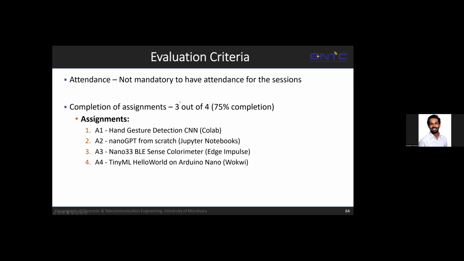Course logistics: I introduced the 4 assignments when I was going through the course outline. We expect you to complete at least 3 out of the 4, so 75% completion. We will not be giving you a mark for the assignment. We will tell you whether you passed or failed. The only reason you will fail is if you don't put any effort into doing an assignment. If you put in the effort, we will help you and you will be able to complete the assignment.